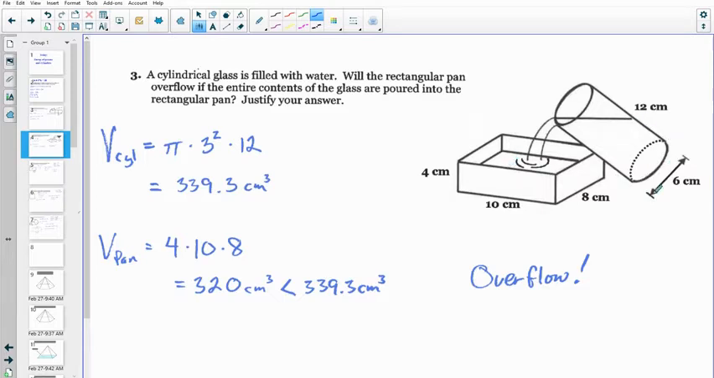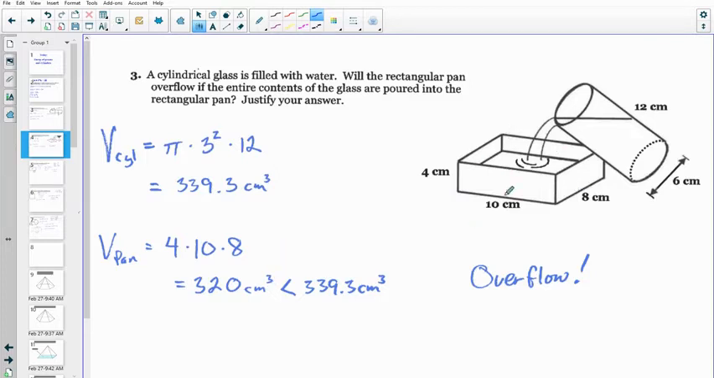Volume of a cylinder, area of the base times the height. The base has a diameter of 6, which means the radius is half of that, or 3. So pi times the radius squared times the height. The height of this cylinder is 12. I got 339.3 cubic centimeters. And then the pan, area of the base times the height, 10 times 8 is the area of the base, times the height of 4, 10 times 8 times 4 is 320.